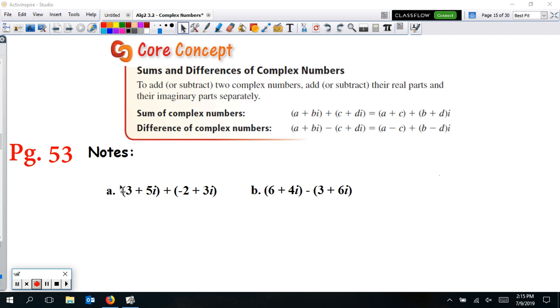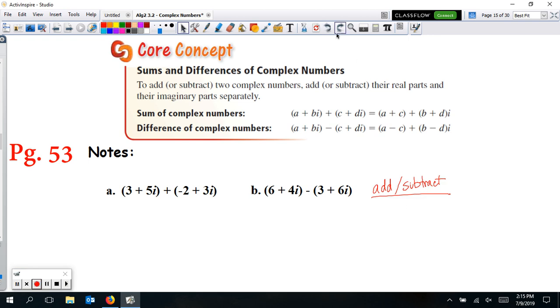So here's a couple examples right underneath this core concept on the notes section. Go ahead and write these down. A and B. So it says 3 plus 5i plus negative 2 plus 3i. So we're going to put our real parts together first. In fact, go ahead and write this down as well.